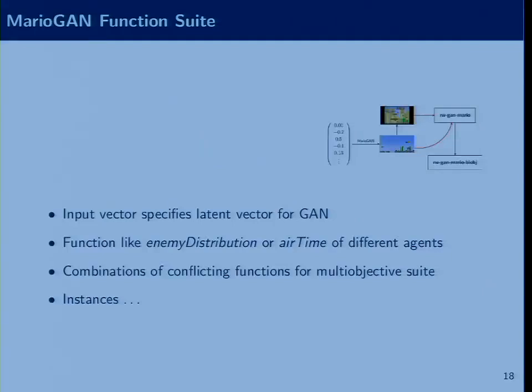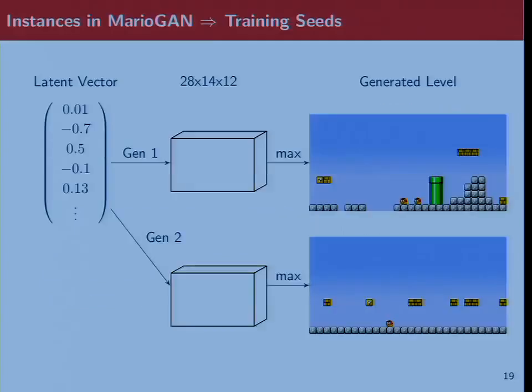So the input vector is specified by the latent vector for the GAN, and we have functions like the enemy distributions, which can be directly computed from the level, or we have something like airtime for different agents, which is then computed by the simulation. And the combination of conflicting functions is again built for the multi-objective suite. Sorry, and talk about instances.